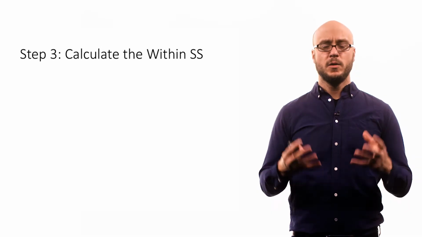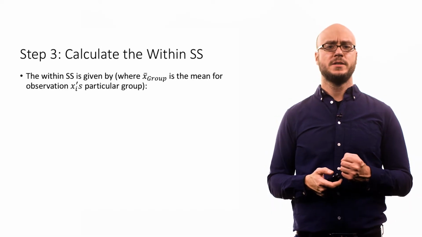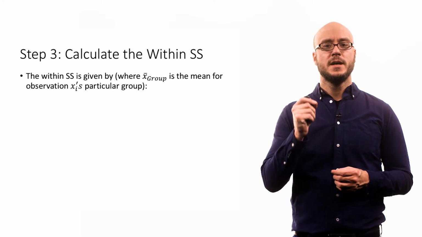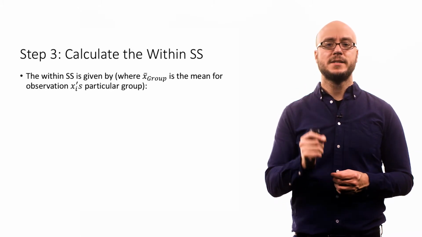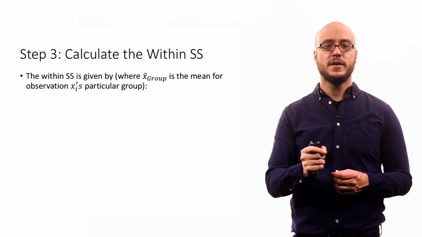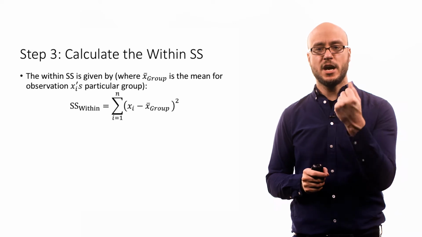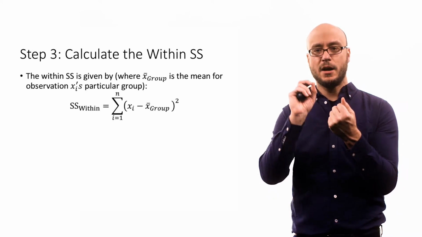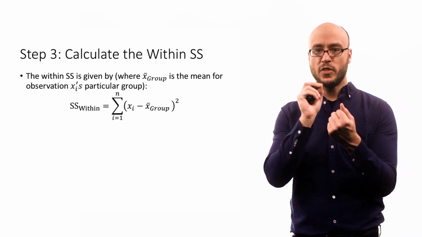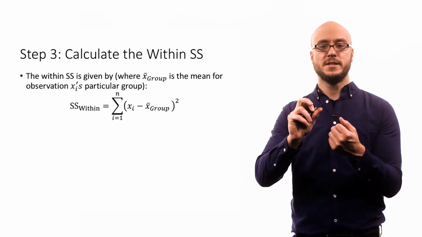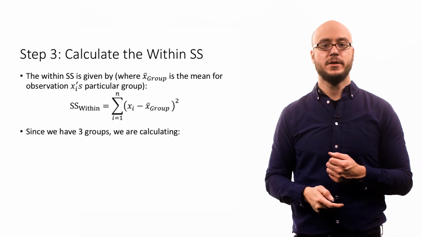For step 3, we want to calculate the within sum of squares. The within sum of squares is calculated based on these 3 different group means. What we do is we take each observation, subtract out the group mean for that particular observation, square it so it's positive, and add up all these values.